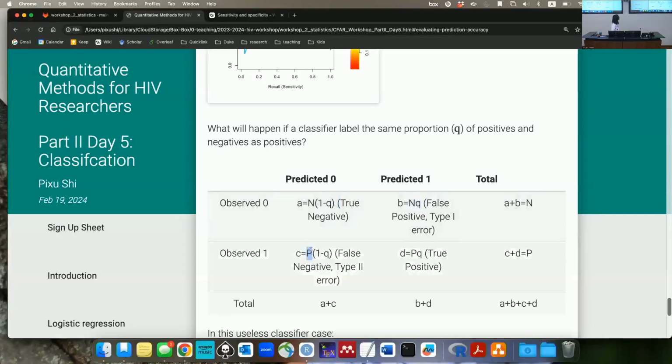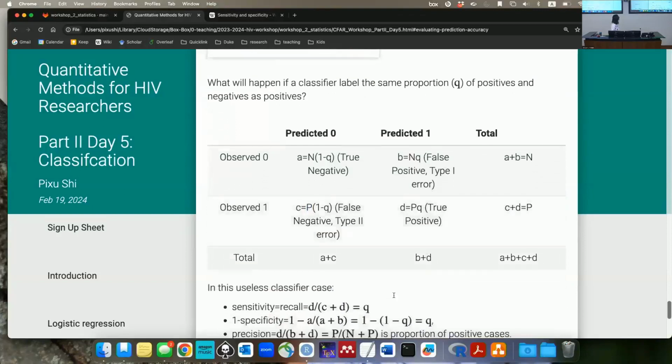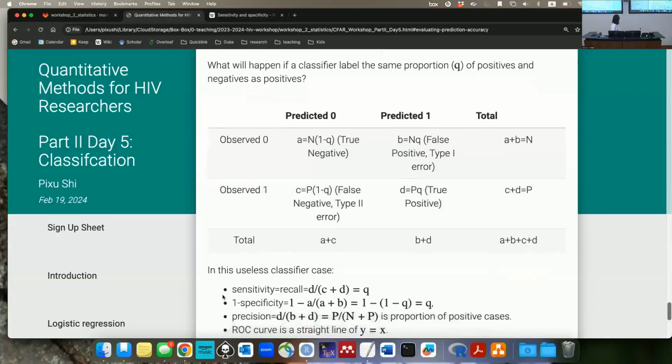This is P multiplied by my classifier's performance. And if you plot them in, the sensitivity is going to be D over this row, so it's going to be exactly Q. And specificity is going to be 1 minus Q. It's this number over this number. So you will have sensitivity equal to 1 minus specificity. That's exactly that line, the straight diagonal line you have.